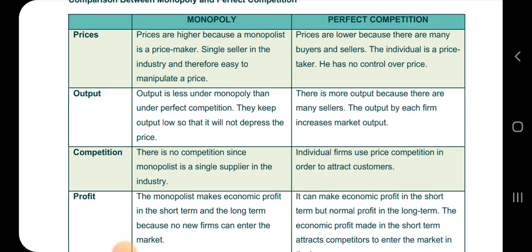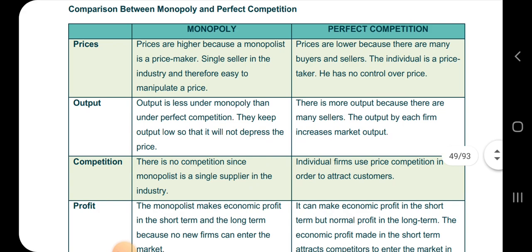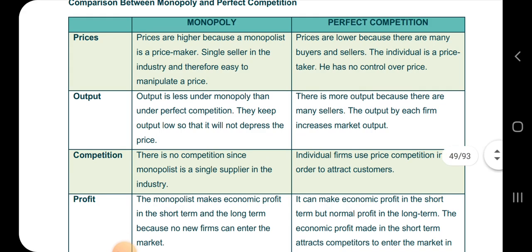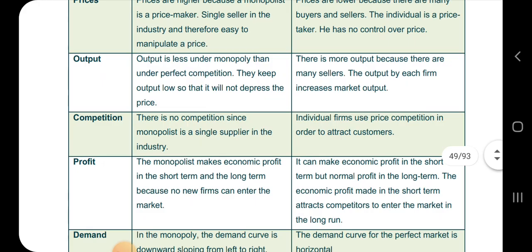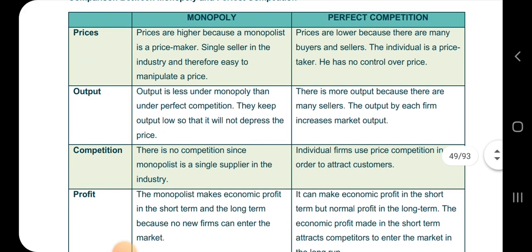Prices are lower because there are many buyers and sellers in a perfect competition. So it is a comparison between a monopoly and a perfect competition. You need to know this: prices are higher in a monopoly, prices are lower in perfect competition. Output is less under monopoly.